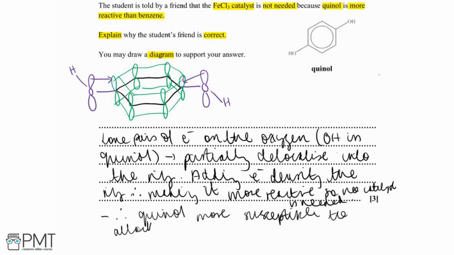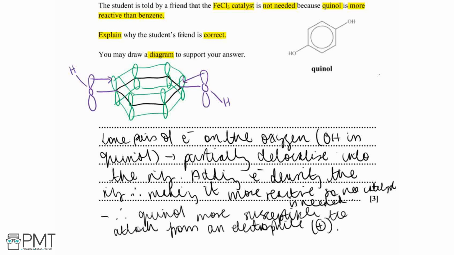So we've got more electron density in the ring, therefore we're going to be more susceptible to an attack from a positively charged electrophile or a slightly positively charged electrophile, so we can induce dipoles easier overall.